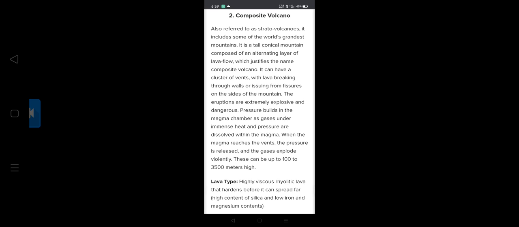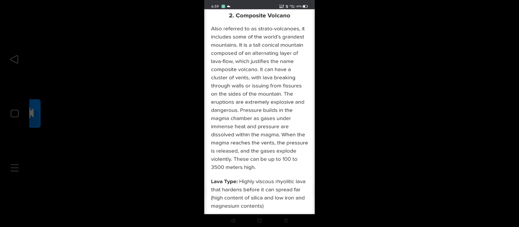What is a composite volcano? It is referred to as a stratovolcano. It includes some of the world's grandest mountains. It is tall, conical, composed of alternating layers of lava flow, which justifies the name composite volcano. It can have a cluster of vents with lava breaking through walls or issuing from fissures on the sides of the mountains. The eruptions are extremely explosive and dangerous.